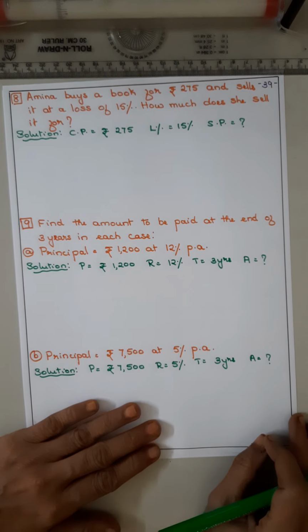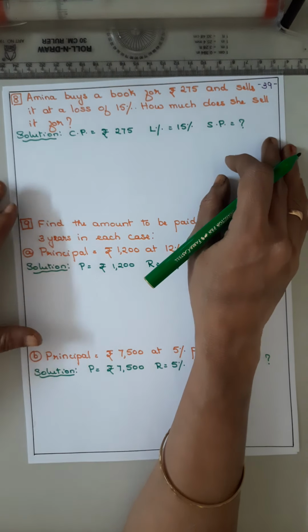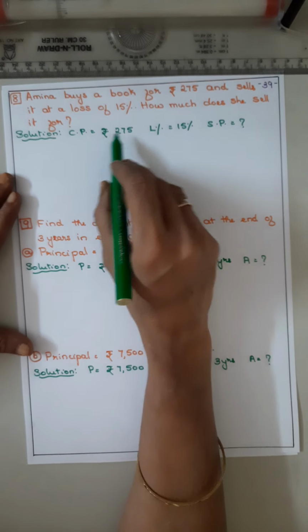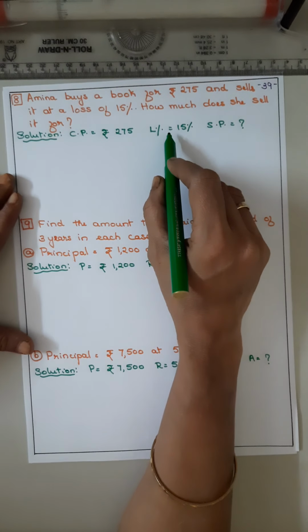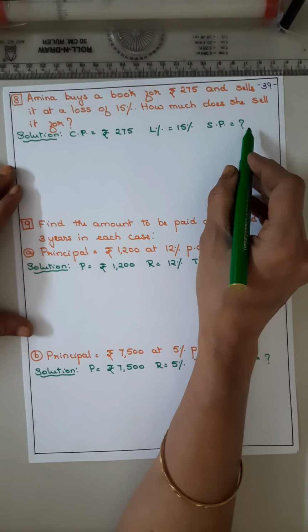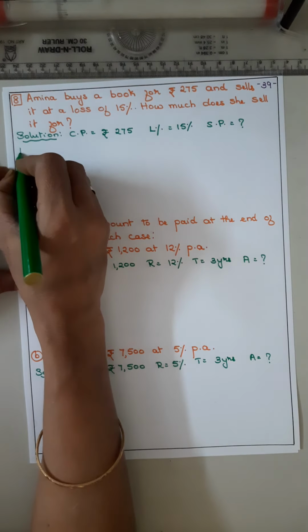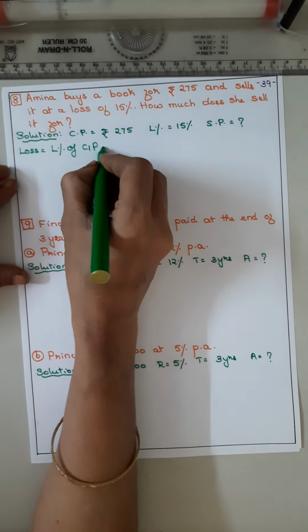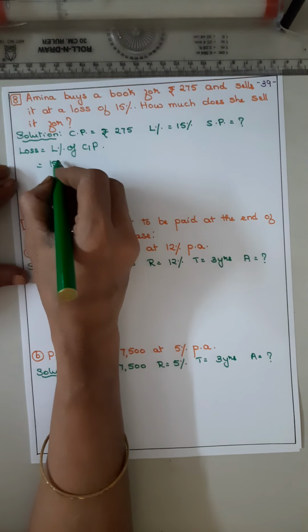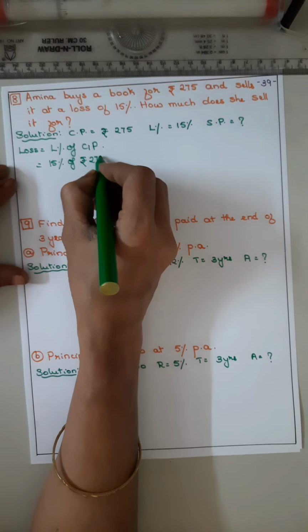Amina buys a book for rupees 275 and sells it. Buys मतलब CP 275 at a loss percent 15%. Find out the SP. तो सेम क्या करने का है? पहले लॉस फाइंड आउट करो. लॉस इज इक्वल टू लॉस परसेंट ऑफ CP. So loss percent is 15% of rupees 275.